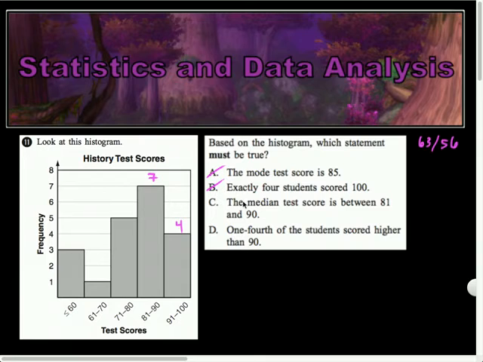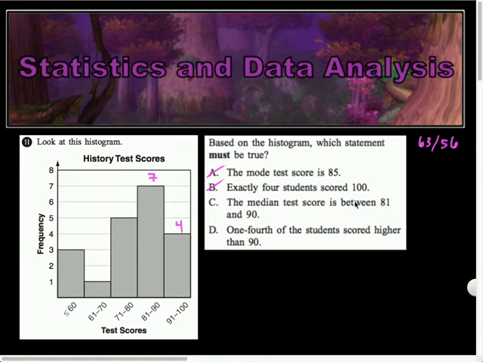Let's see. C, the median test score. What does the word median refer to in a set of data? Technically, mean, median, and mode are all types of averages, or measures of central tendency, as we'll refer to them later on. But it's not the one commonly referred to as the average. The median is the middle number in a set of data. Think about the median in a highway. It's the middle of the road. The median test score is between 81 and 90.